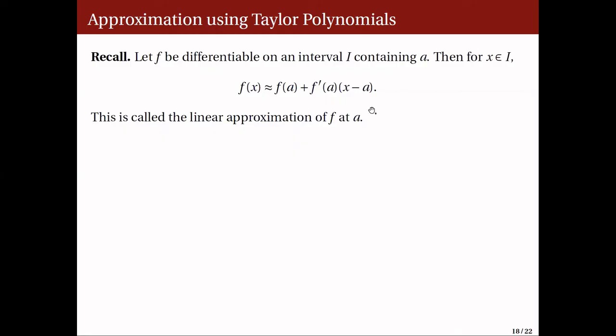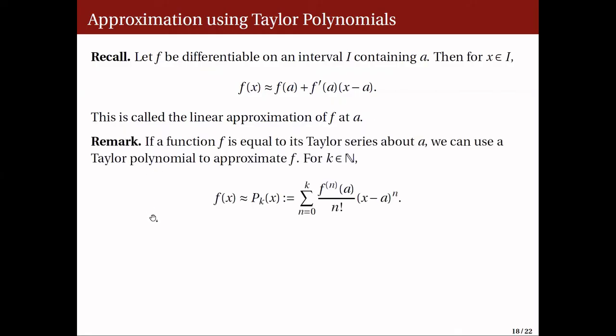Okay, so now let's consider the following remark. This is why we need to know when a function is equal to its Taylor series. Because if a function is equal to its Taylor series about a, we can use a Taylor polynomial to approximate the function f. So for k in the set of natural numbers, f of x can be approximated by the kth-order Taylor polynomial p sub k, which is equal to the following summation, or the following polynomial.